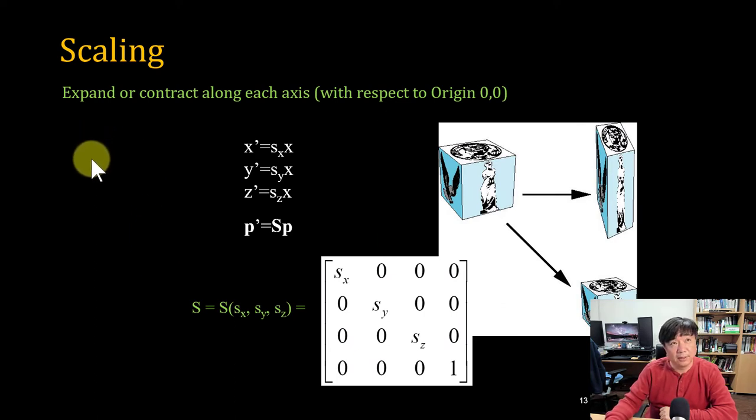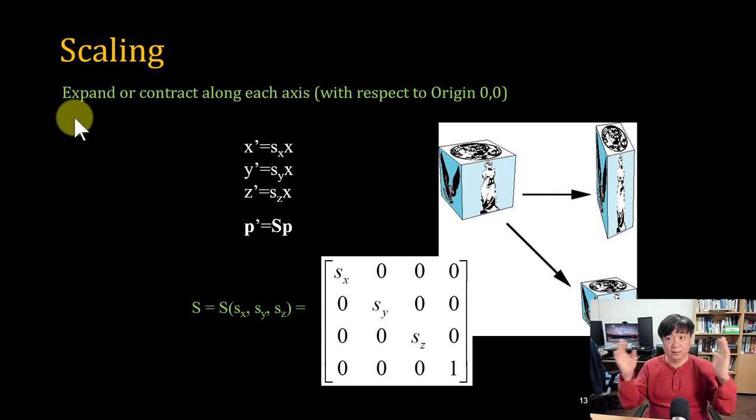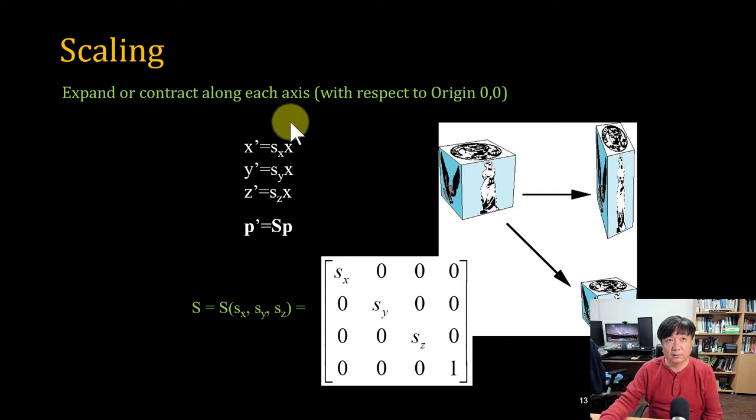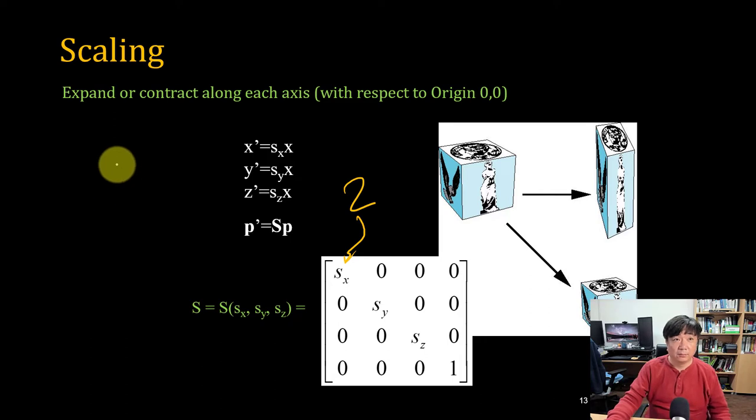Okay, next transformation is scaling. Scaling is expanding or shrinking, contracting, along each axis. For example, if I want to expand along the x-axis, I will set this value to 2, then the x-coordinate changes to a value 2 times bigger, which automatically changes the position of the vertex. For example, if a point is here and I multiply its x value by 2, then 2x may be here, okay?